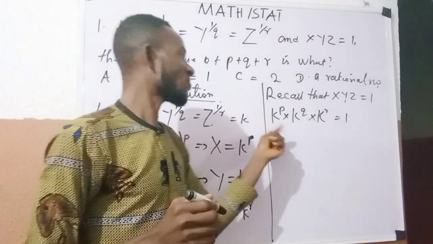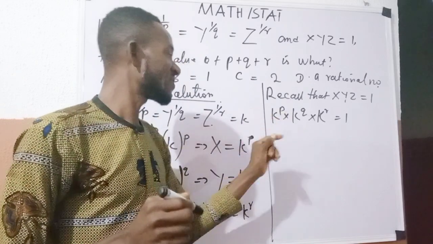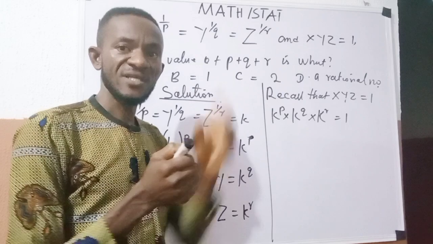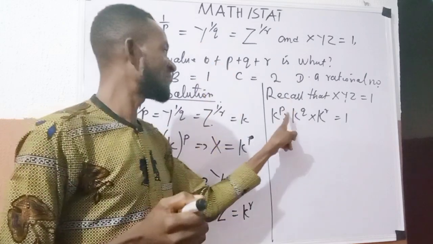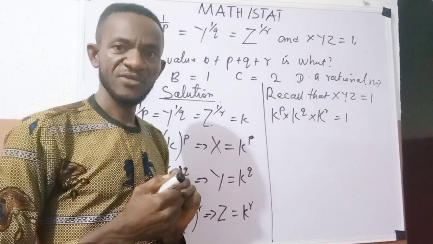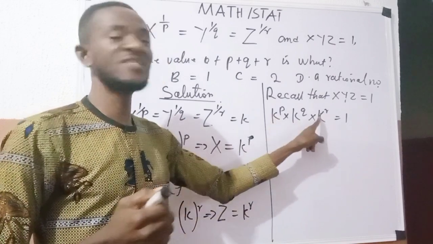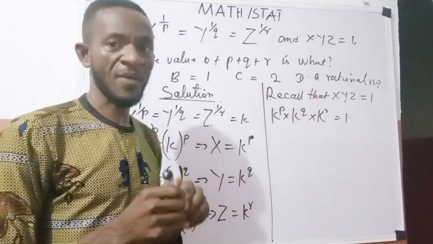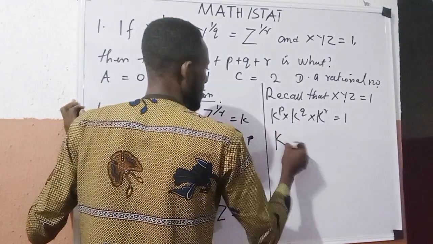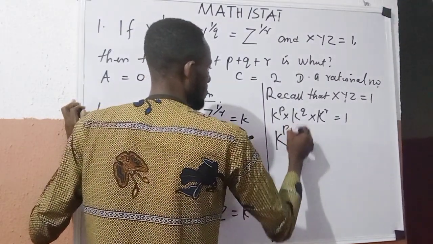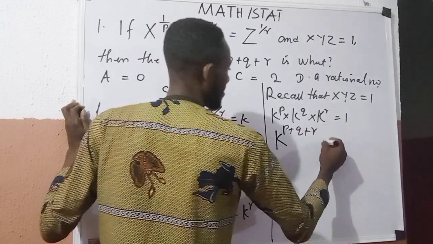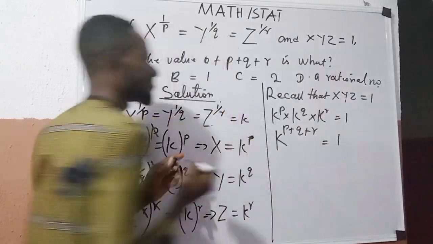Of course, we know quite alright that if you watch indices, once the bases are the same, we take one of the bases and then add up the powers if the signs in between them are multiplication signs. So what I'm going to do is to pick one of these k's and then sum up the powers. By doing so, what I'm going to have here becomes k raised to power p plus q plus r, which is equal to 1.